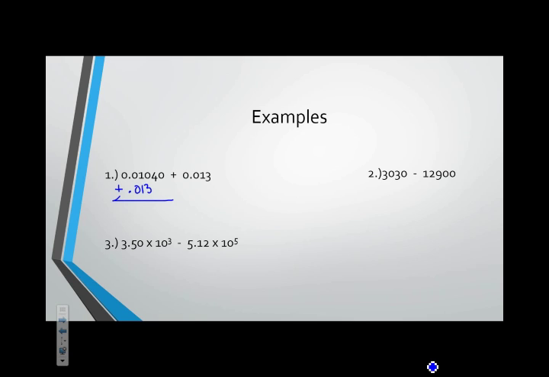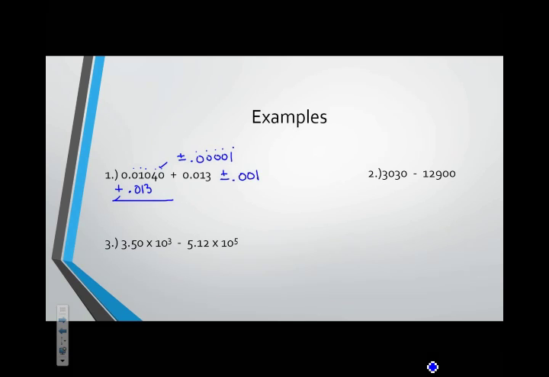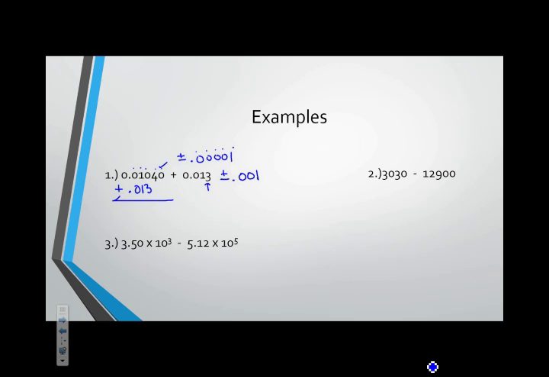So at my top number, I have my last significant figure in this decimal place. So that means my uncertainty is plus or minus 0.00001, because 1, 2, 3, 4, 5 decimal places out, that's where my uncertainty is. For 0.013, my uncertainty is plus or minus 0.001, because my last significant figure was in that decimal place. Now, 0.001 is larger than 0.00001, so my answer has to have this uncertainty.